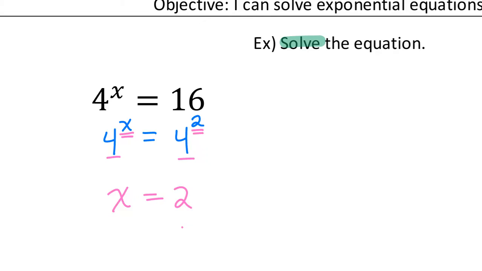And I can only do that if the base is the same. And it does. And then if you have anything else attached to it, then you would have to solve for x. But in this case, I already have x by itself equal to 2. So my answer is x equals 2.